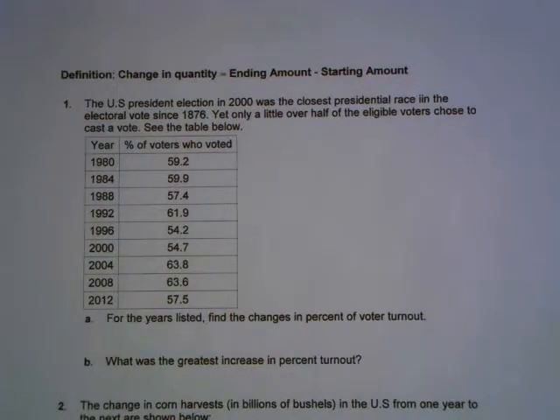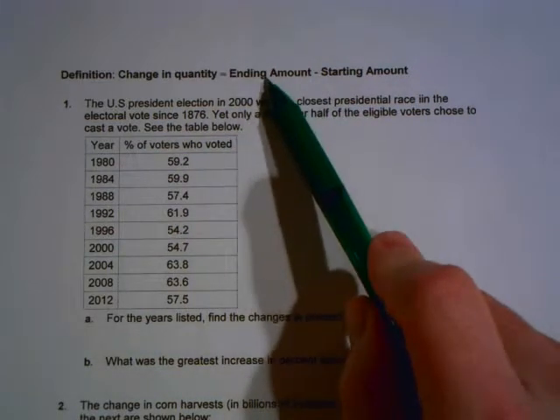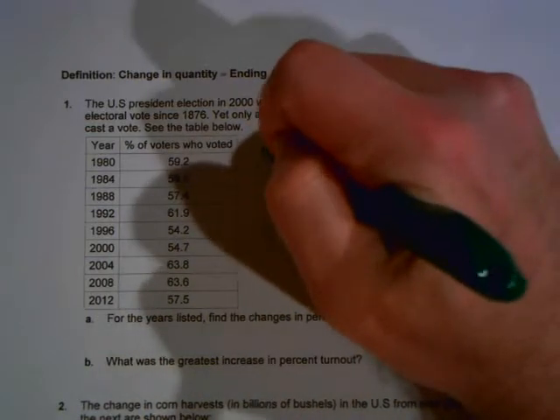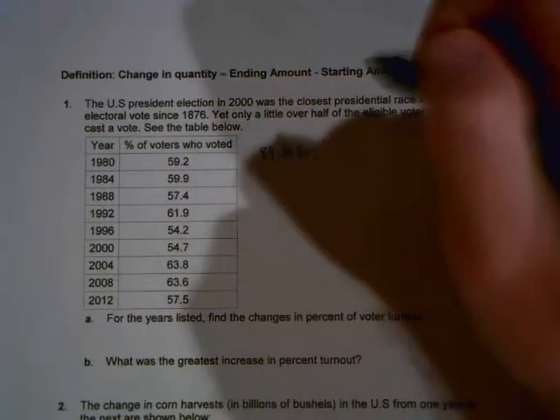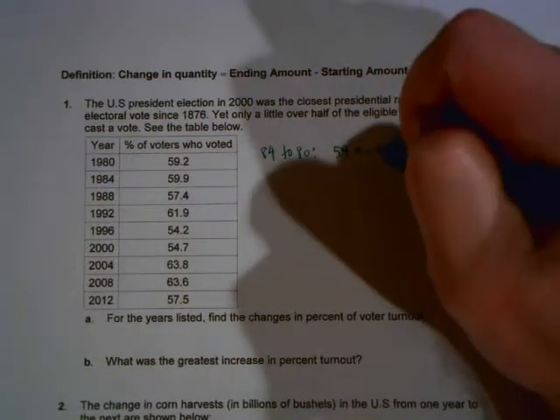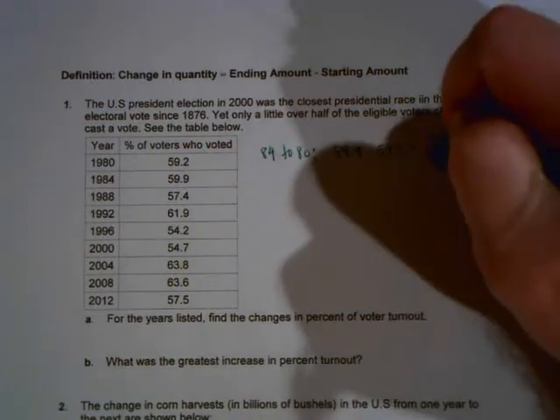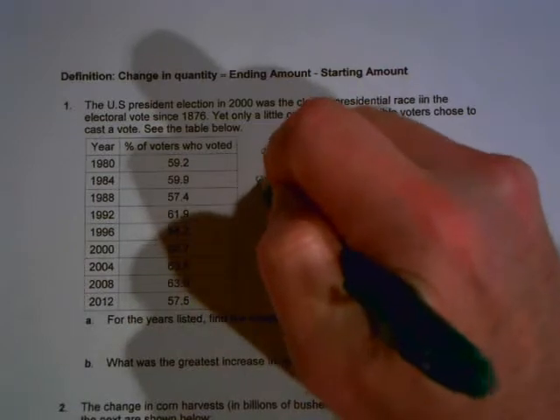Okay, well, from 1980 to 1984, we take the ending amount minus the starting amount. So we would have 84 to 80. Our answer would be 59.9 is the ending amount minus 59.2. 0.7 if you subtract those two decimals. It might help to line them up and down to subtract. And we just continue on.